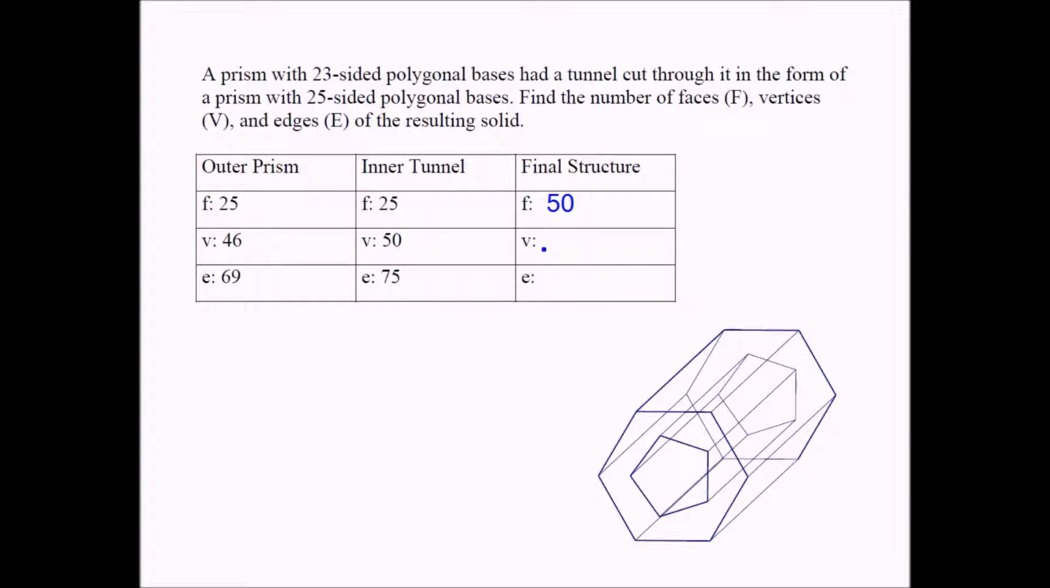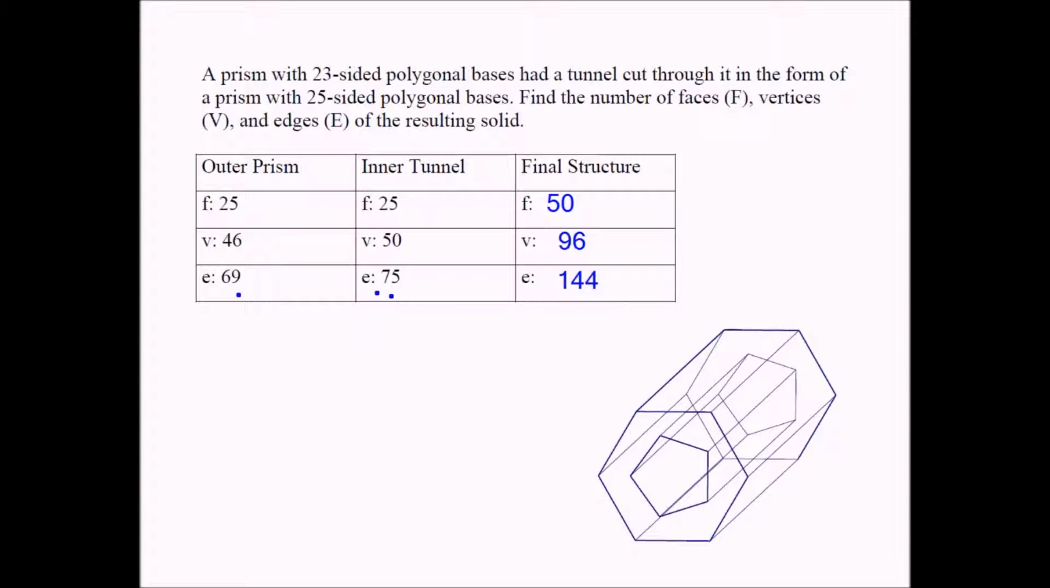And how many vertices? 50 plus 46, or 96 vertices. How many edges? 75 plus 69 is 144, I believe. Yes, it's 144. Let's go ahead and make it 96, and we concluded 69 plus 75 is 144.